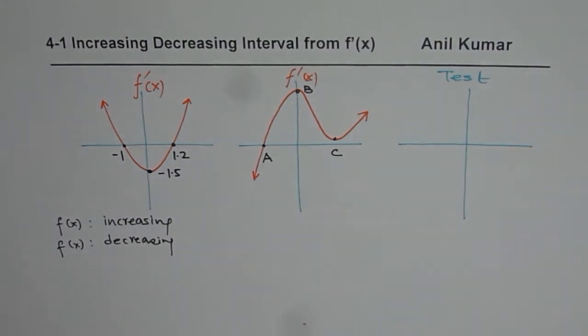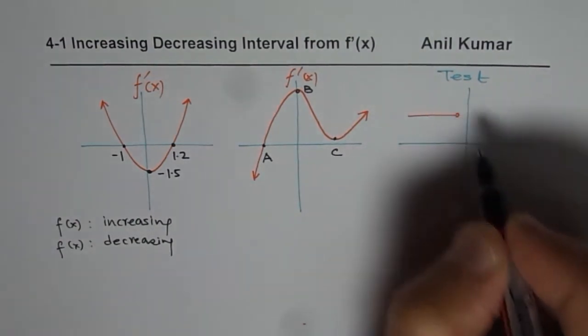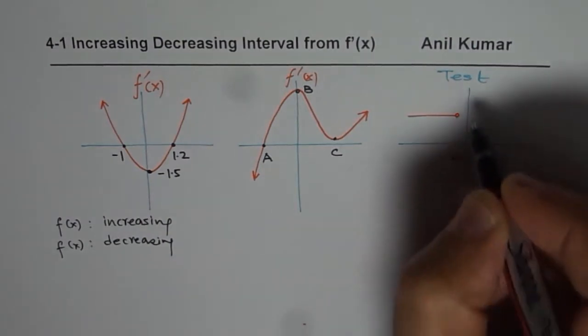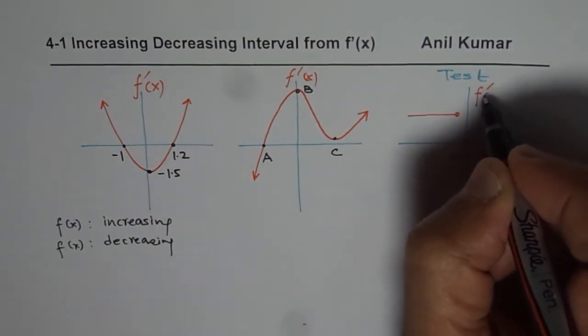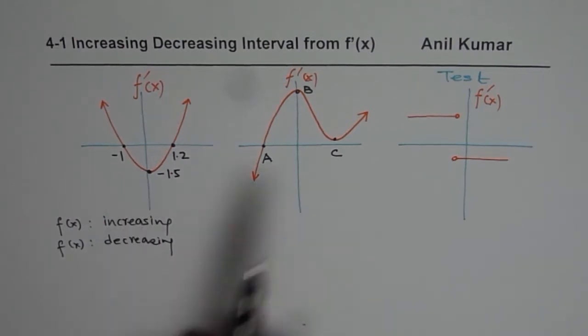Now one more graph I will sketch here, and let it be kind of a straight line. Let this be the function. Okay, now you have to tell me when the function is increasing or decreasing. This is the derivative, right? This is the derivative, not the function. Okay, now you can pause the video and write down increasing and decreasing intervals for these graphs.